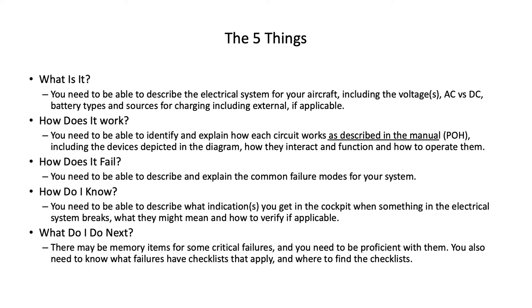How does it fail? You need to be able to describe and explain some of the common failure modes for your system. For instance, the alternator itself fails, or the regulator fails, or there's an overload in a circuit. How does that appear in the cockpit? So that's how do I know? How do these failures show up in the cockpit, and where can I verify those failures?